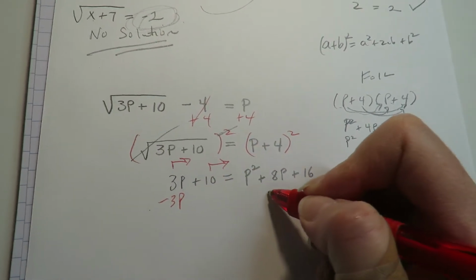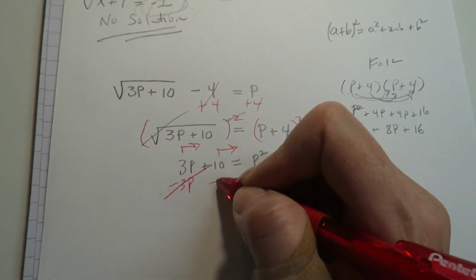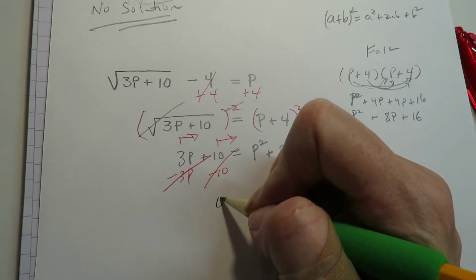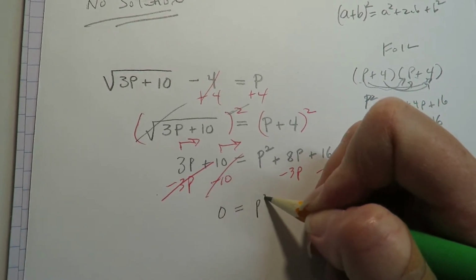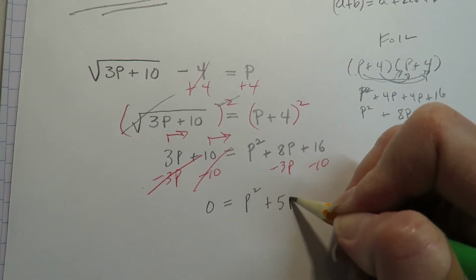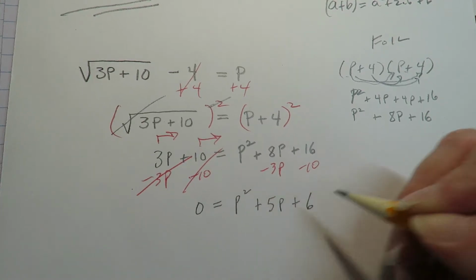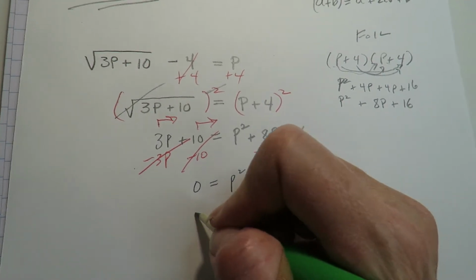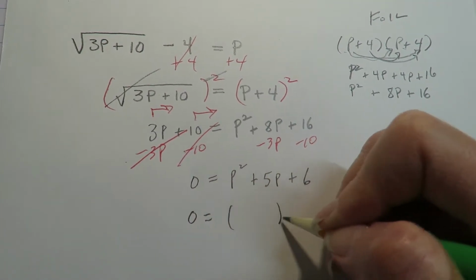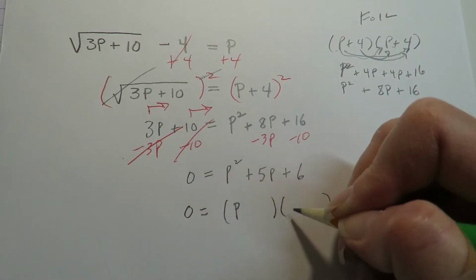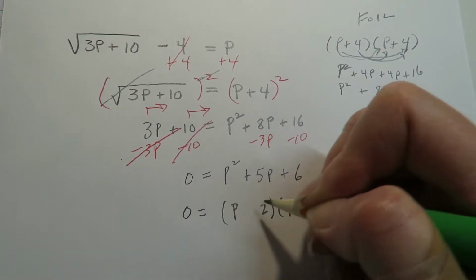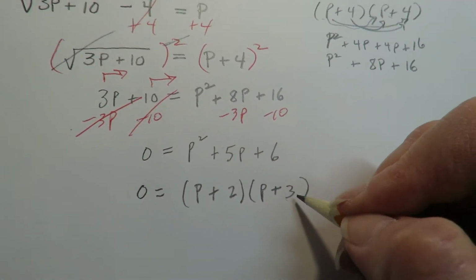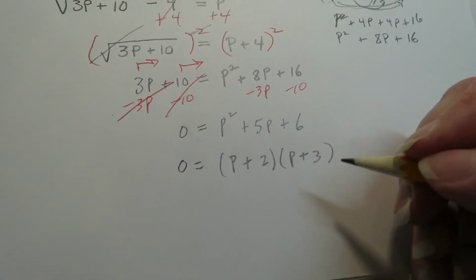So I'll move the 3p over, and I'll move the 10 over, so that we have a 0 on this side. Okay, so I'm setting it equal to 0. Now I'm going to go ahead and factor. Okay, it's going to have to be the 3 times 2 because this adds to 5. It can't be the 6 times 1 because that adds to 7.